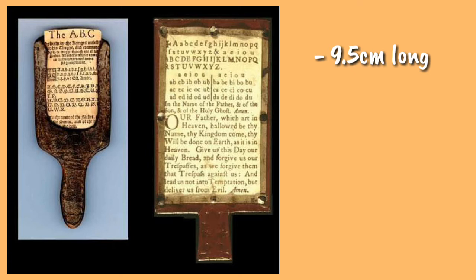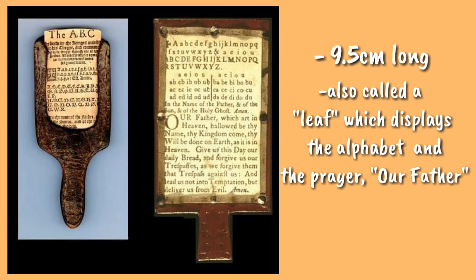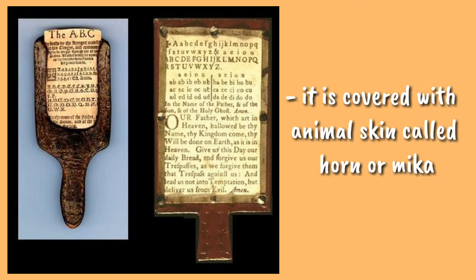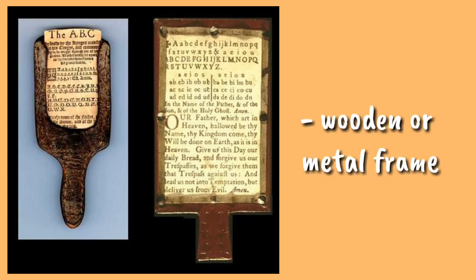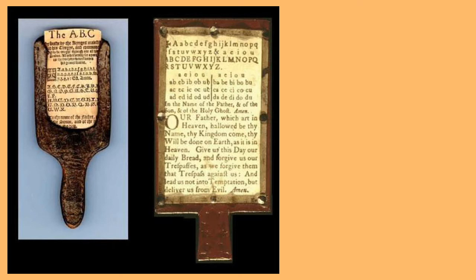Then a horn book is also referred to as a leaf or a page which displays the alphabet or different religious materials, and is covered by a sheet of horn, also called mica, and is attached to a wooden or metal frame which is provided with a handle. So this sheet of horn is the reason why it is called a horn book.